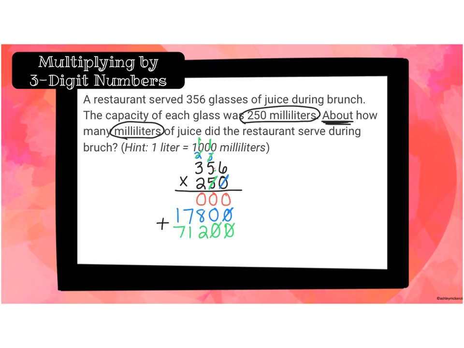So now I'm going to add all 3 of my partial products together. I have a whole row of zeros here and here. 8 plus 2 is 10. Carry my 1. That makes 9, and this is 8. So my answer for this problem is going to be 89,000. And the question said again, about how many? So we would label it milliliters.